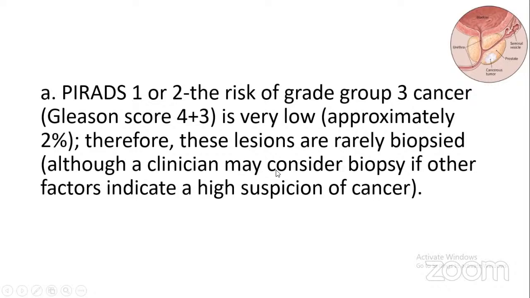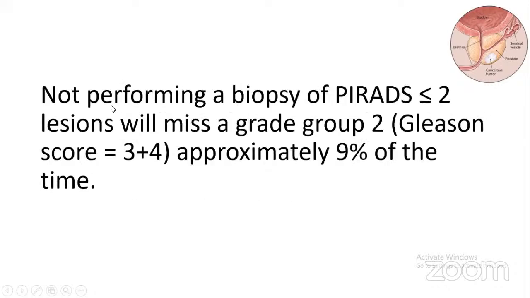Also, a clinician may consider biopsy if other factors indicate a higher suspicion of cancer. Not performing a biopsy of PI-RADS less than or equal to 2 lesions will miss a grade group 2 lesion, score 3 plus 4, approximately 9% of the time.